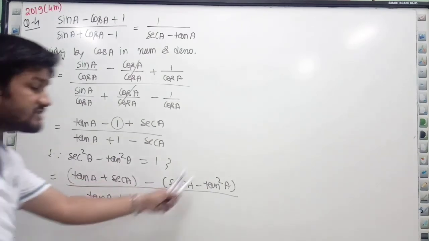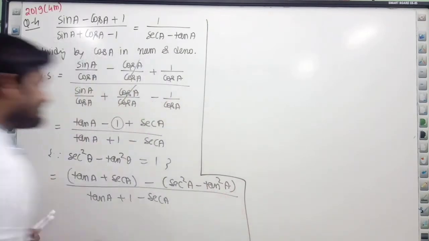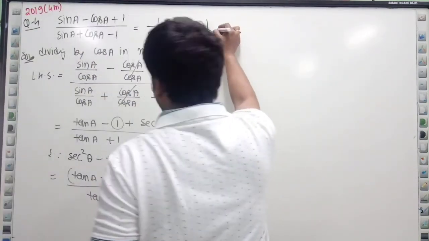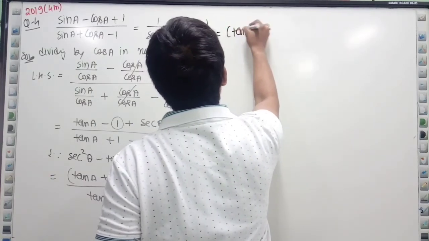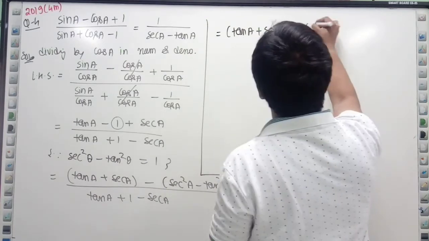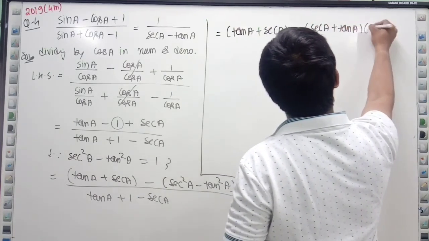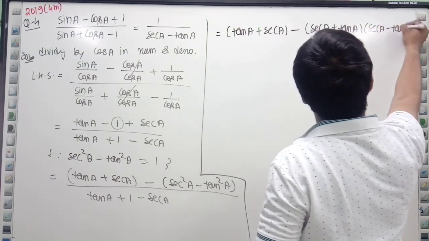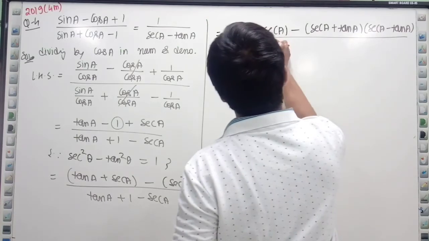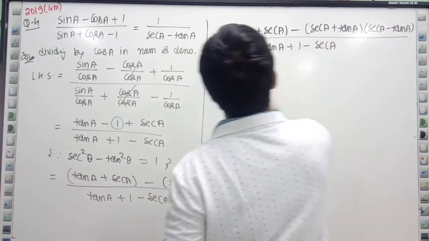Now we have A square minus B square. A square minus B square is what? A plus B, A minus B. So we have tan A plus sec A, this A square minus B square as A plus B and A minus B, upon tan A plus 1 minus sec A.